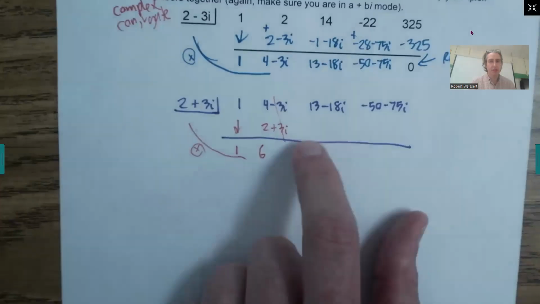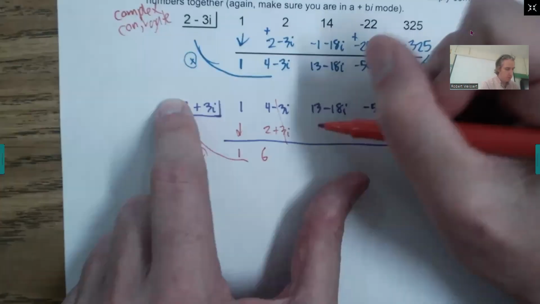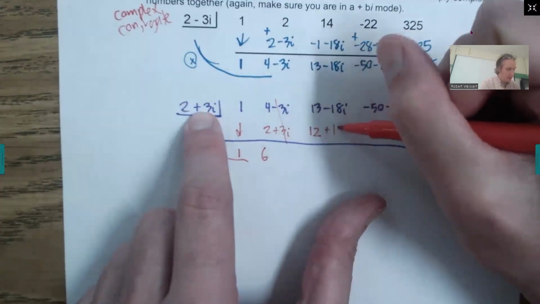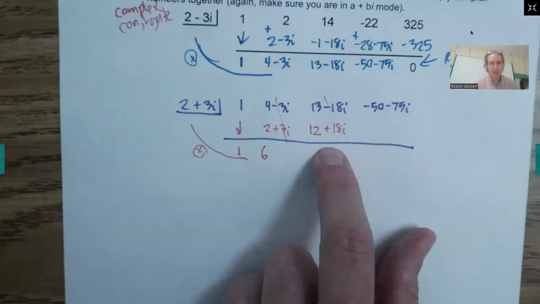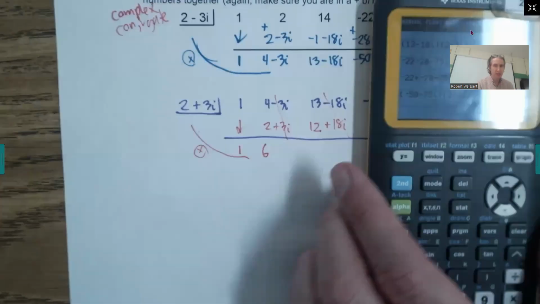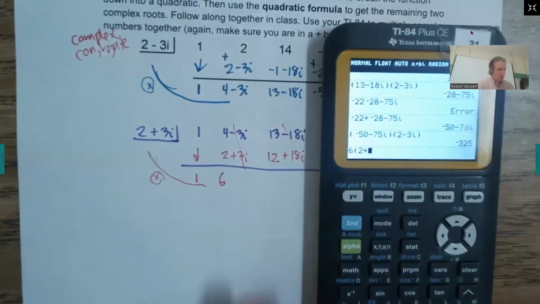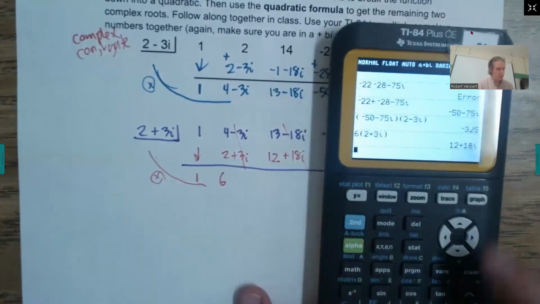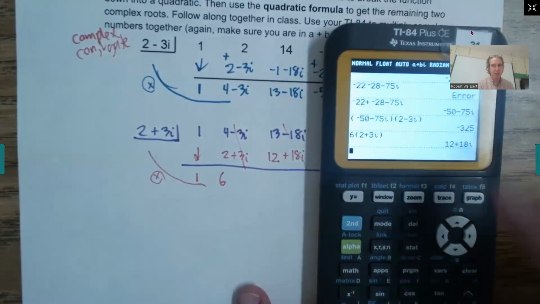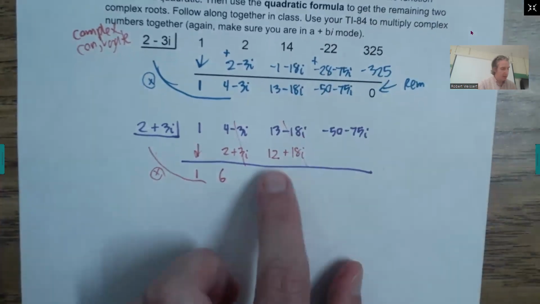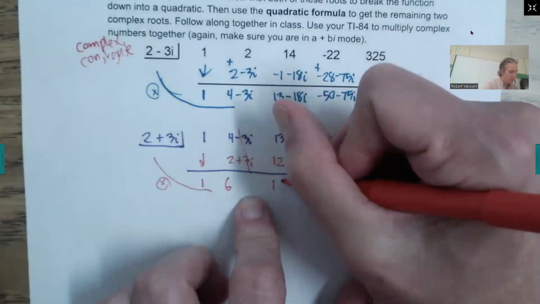That's just distributing. 6 times 2, 12. 6 times 3i, positive 18i. Guys, those cancel out. I'm not just making this up. Look, 6 times 2 plus 3i, 12 plus 18i. It just distributes, y'all. So the i's cancel out. You're going to get 13 plus 12.